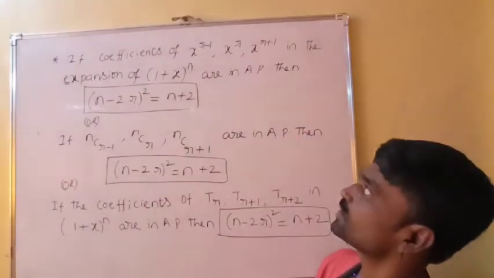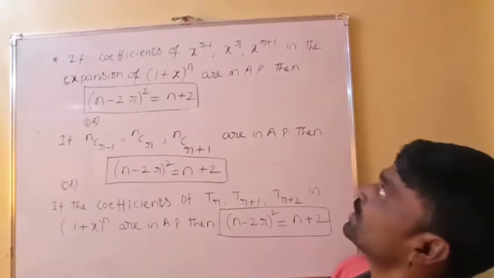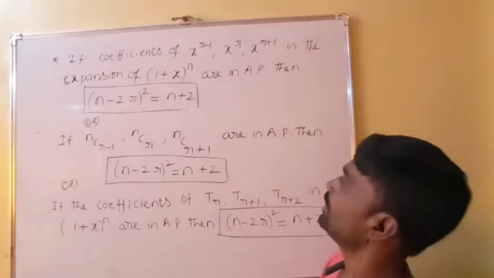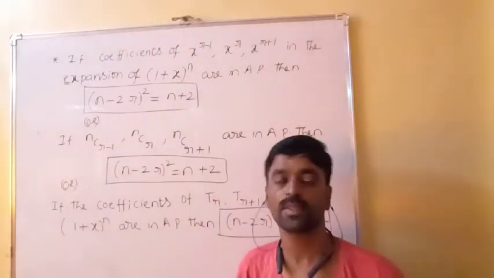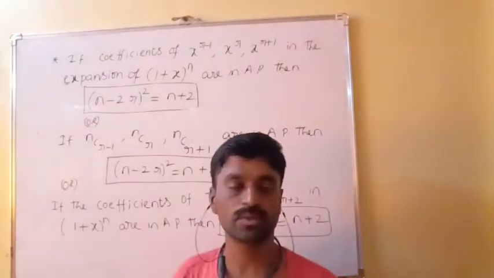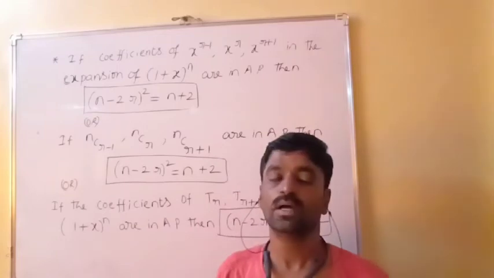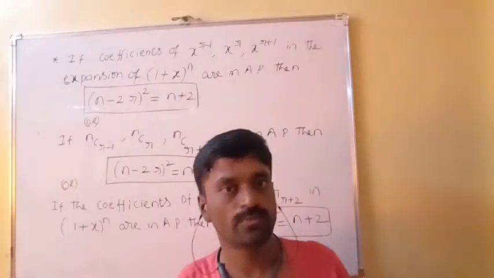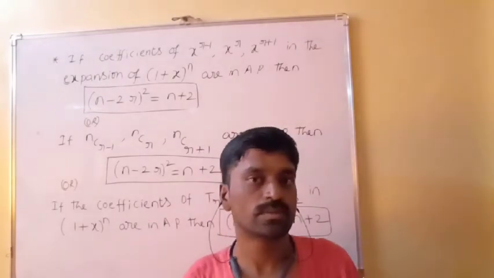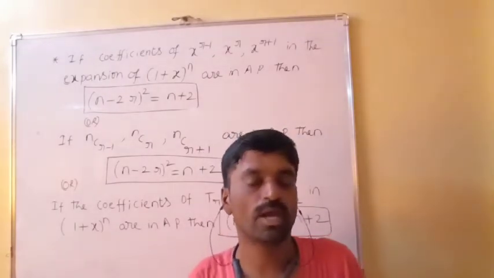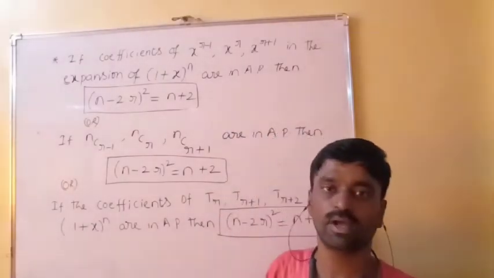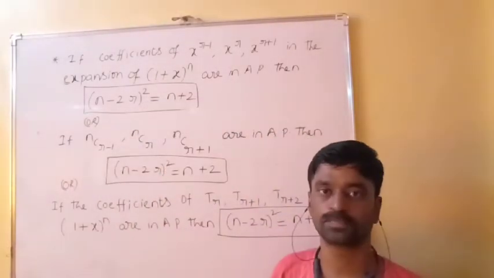If the coefficients of x power r minus 1, x power r, x power r plus 1 in the expansion of (1 plus x) whole power n are in AP, then what condition do we have? (n minus 2r) whole square is equal to n plus 2. In a problem, they will give either the r value or the n value, and we have to find the other value. If they give an n value, we have to find the r value; if they give the r value, we have to find the n value by using this condition.